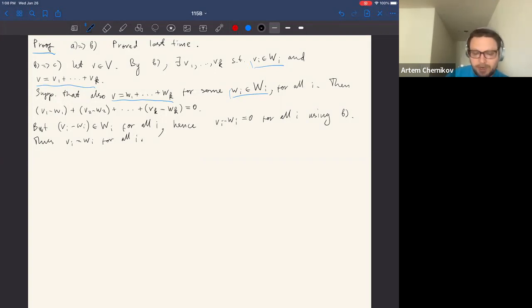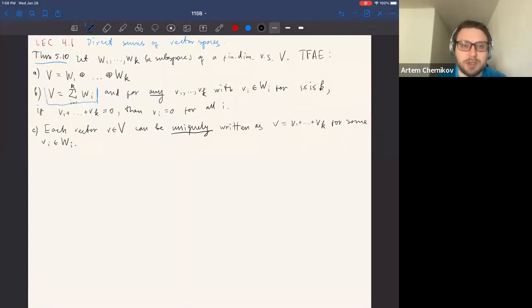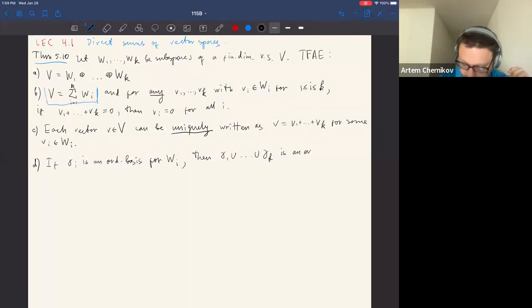All right, so the next property, and I'll return to that page in a second again, so if you need more time. So the second property, ABCD, okay, is the following. So assume we have gamma i, an ordered basis for the corresponding subspace, Wi, then the union of these bases gamma 1 through gamma k is an ordered basis for V, okay? So we can take a basis for each subspace separately, put them together, and this gives us a basis for the whole space.